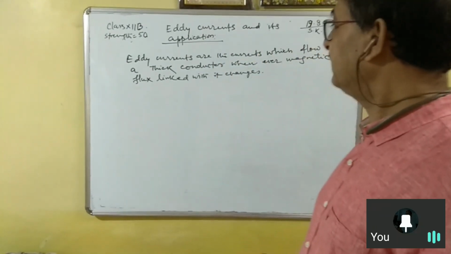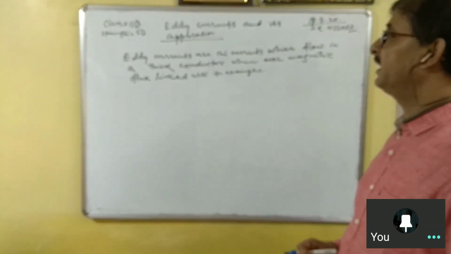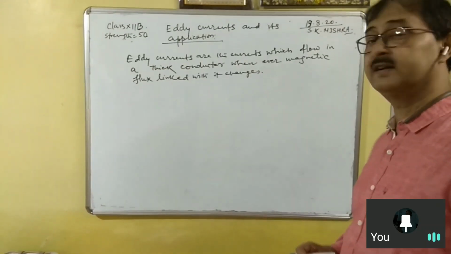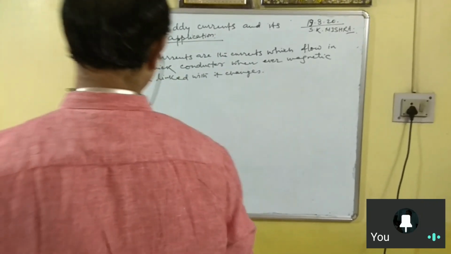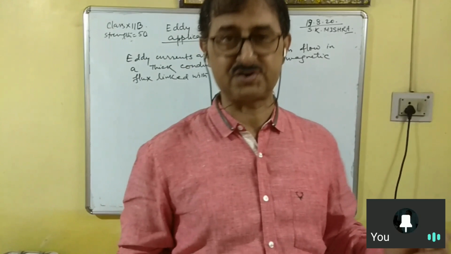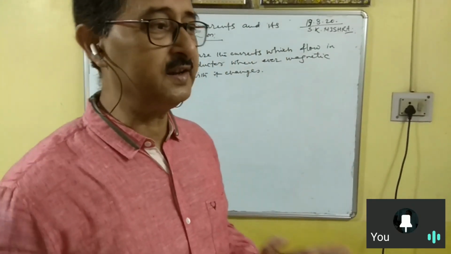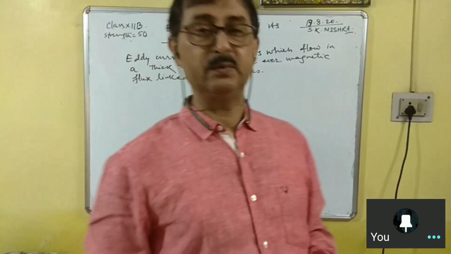So eddy currents are the currents which flow in a thick conductor whenever the magnetic flux linked with it changes. The condition is that the conductor should be thick. If it is thick, then its resistance will be low and the current will be large. And if it is very thin, then its resistance will be high and the current produced will be very low.